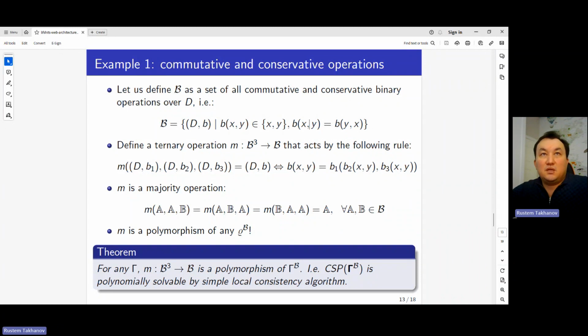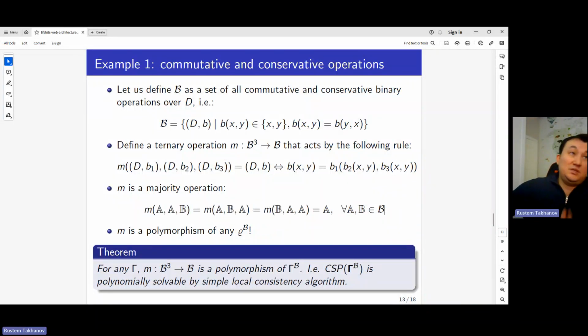This polymorphism can be constructed directly in the following way: if you are given three algebras, (D, b1), (D, b2), (D, b3), then you can build from these three algebras a fourth algebra, which is just a superposition of b1 with b2 and b3. And using this, it is easy to see that this new algebra will also have a commutative and conservative binary operation. So this is basically a mapping from B to the power of 3 to B. So this will be an operation on the set of all algebras B. And this mapping will be a majority operation. It will satisfy this relation.